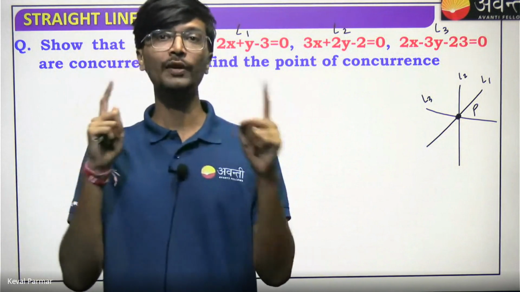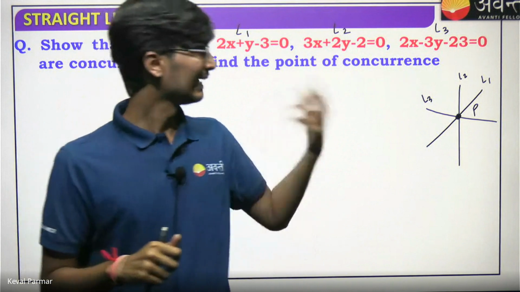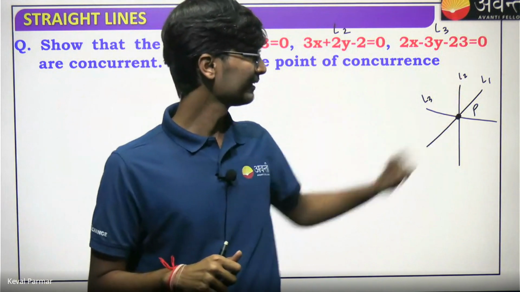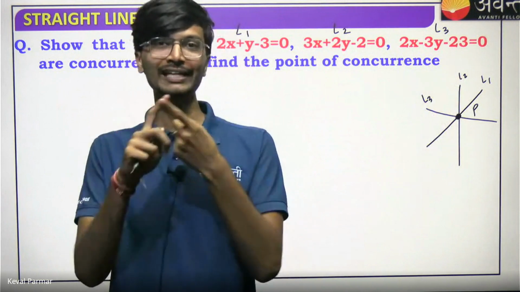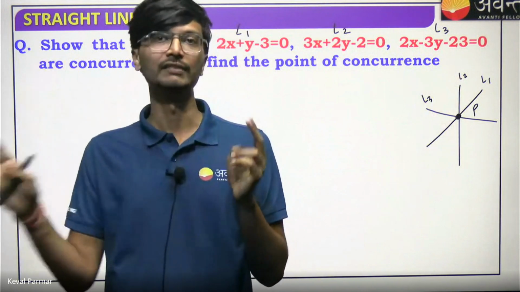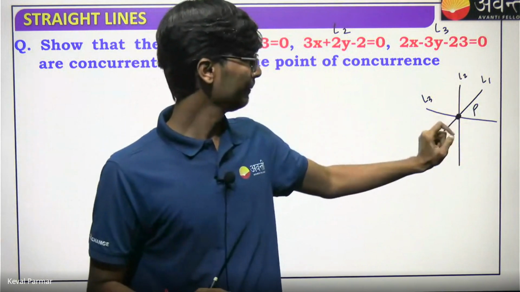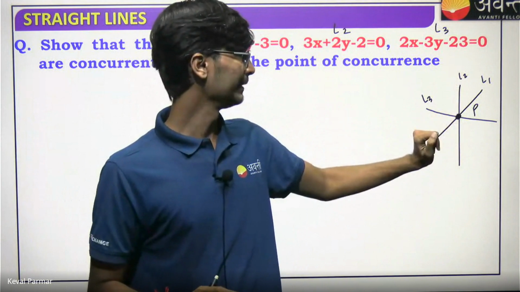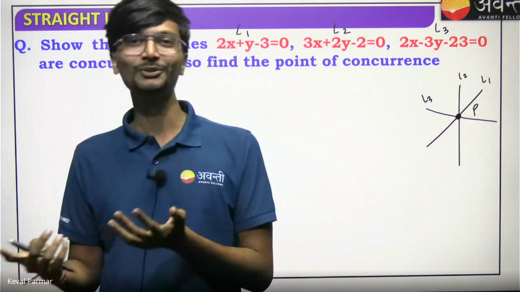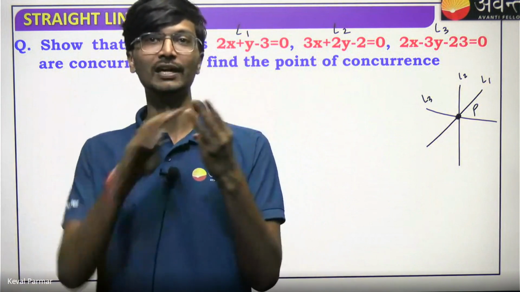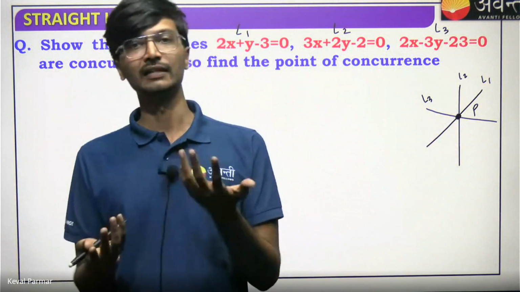Now, if the coordinates of P from both are equal, what does that mean? That means L1 and L2 intersected at P, and L2 and L3 also intersected at P. If A equals B and B equals C, we can say A equals C. So L1 and L3 also intersect at P. So our final conclusion is that all three of L1, L2, L3 intersect at P. That means the lines are concurrent.